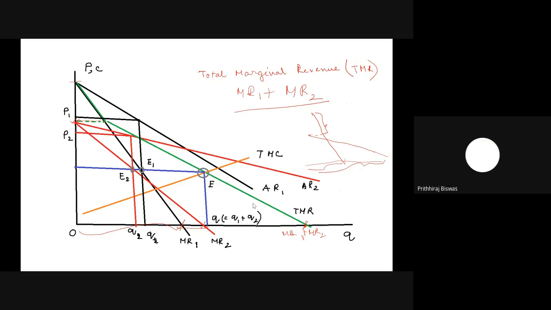Okay. So first step is derive TMR. Second step is equate that TMR with TMC and find out the aggregate volume of output to be sold. Now, once this is done, we are marking the equilibrium level of marginal cost, and that we are equating with each of the MR.